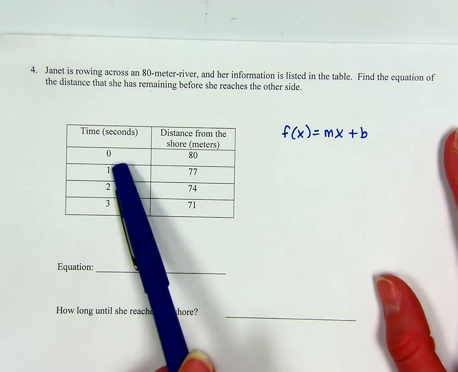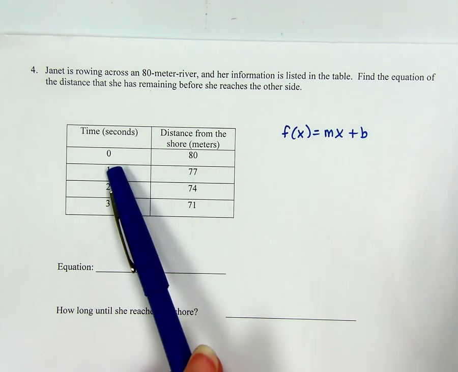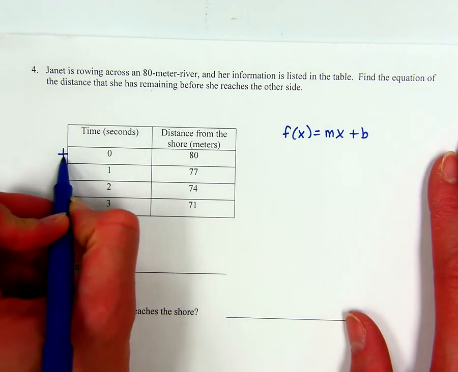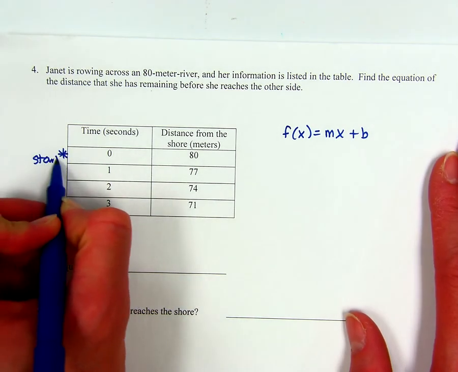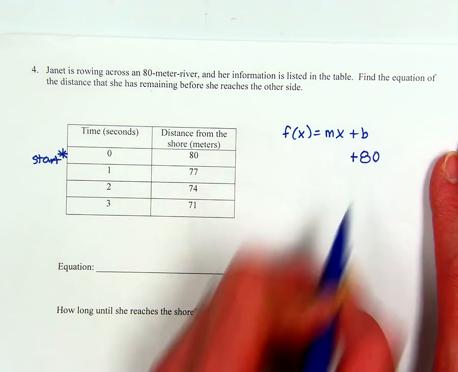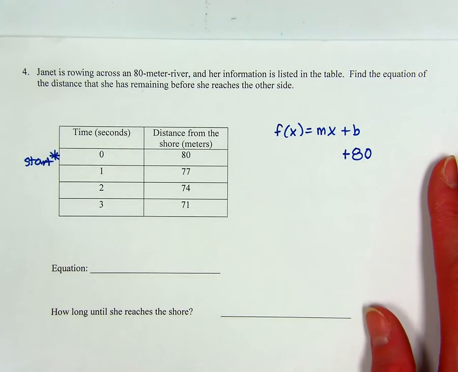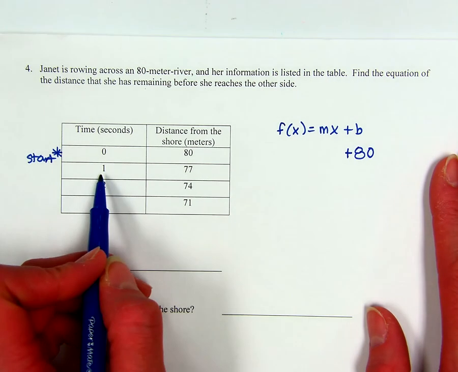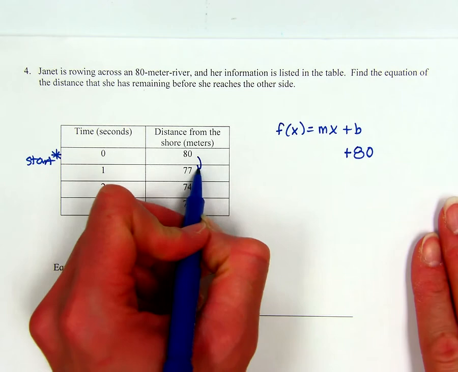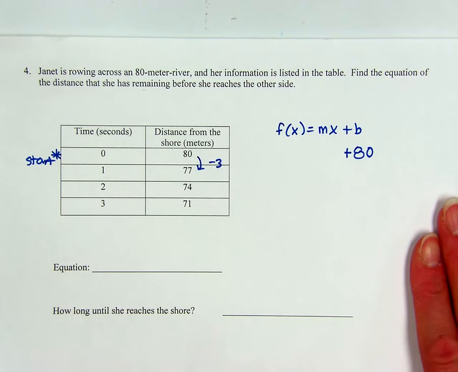All right, so at 0 seconds, or before she even starts, she's 80 meters from the shore. This is her starting point. If she starts here, that's my y-intercept, so my y-intercept should be 80. Okay, after 1 second, it's 77. So how far has she gone? Well, she's decreased by 3 meters.